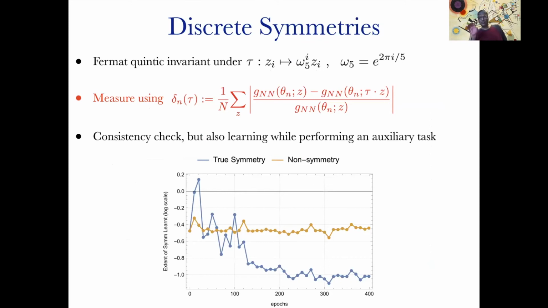All right, I mentioned that as we're learning the solution to one problem, we're often describing a second problem as well. So the Fermat quintic enjoys Z5 symmetries. If we scale the coordinates by introducing a phase, which is a fifth root of unity, the metric shouldn't change. So we can test this, as a consistency check, but also as an instantiation of learning while performing an auxiliary task. We look at what's happening on points that are related by this tau transformation, this Z5 transformation, and we look at points that are unrelated, and we see that the metrics at points related by this tau transformation agree.